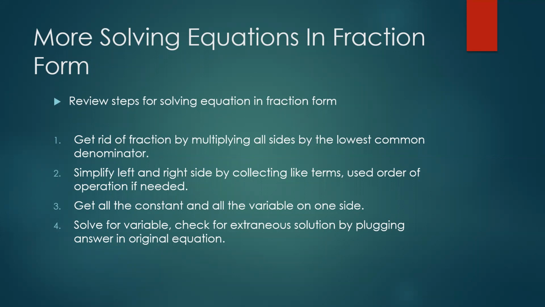Step two, simplify left and right side by collecting like terms. Use order of operations if needed. Step three, get all the constants and variables on one side. Step four, solve for the variable, and check for extraneous solutions by plugging the answer into the original equation.